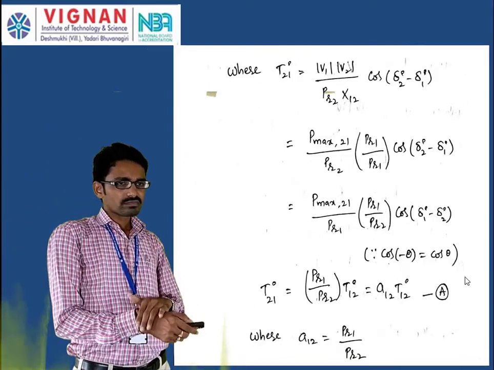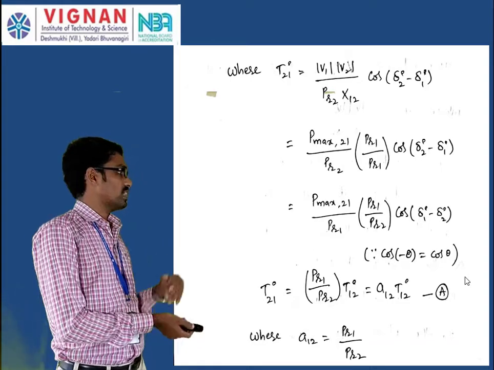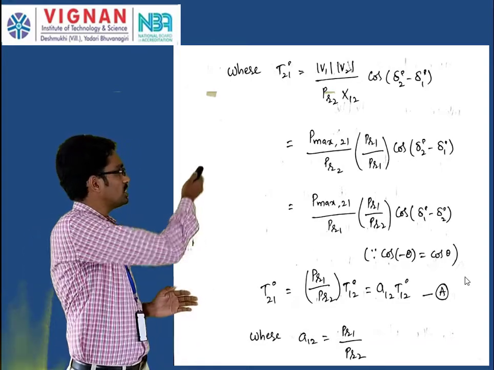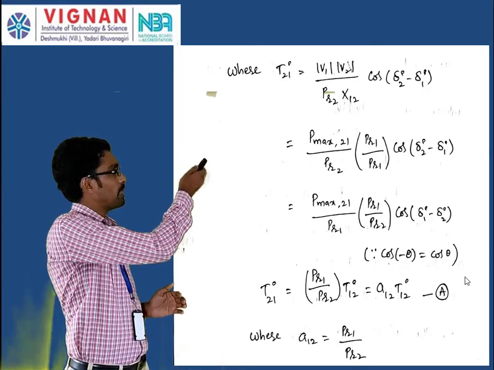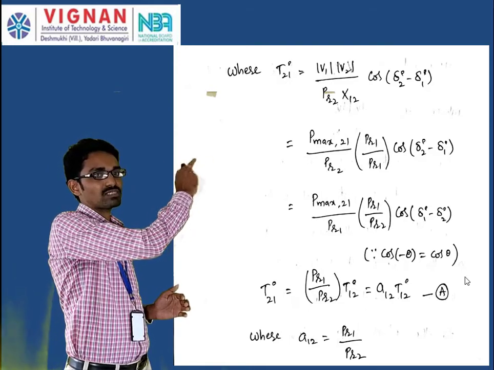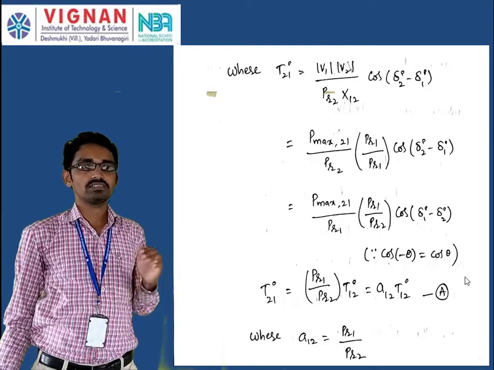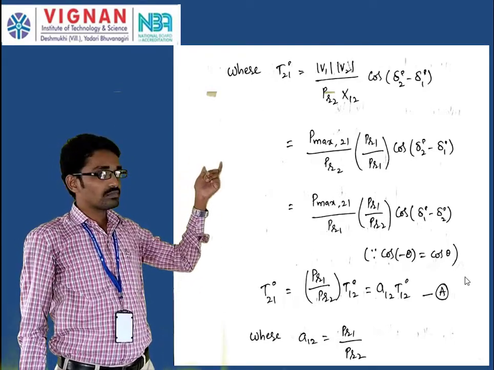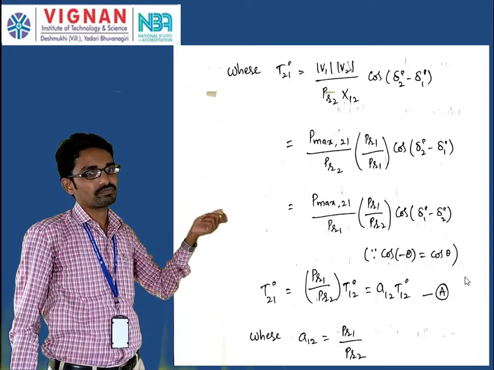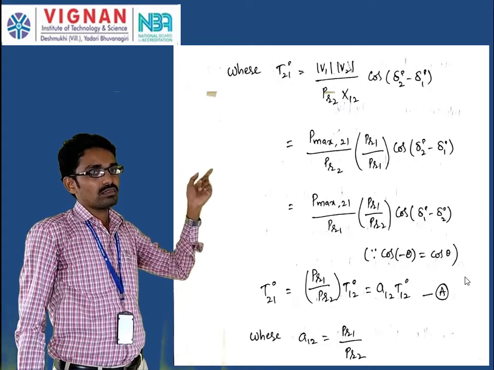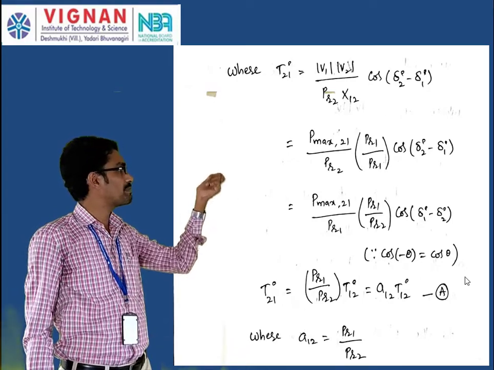So that is where, in the equation for delta P tie 2, you also have a synchronizing coefficient, that is nothing but T210 = |V1||V2| by PR2 into X12 cos of (delta 20 minus delta 10) that you are going to get. Here I am just multiplying and dividing with PR1, so that |V1||V2| by X12 is considered as Pmax 21.